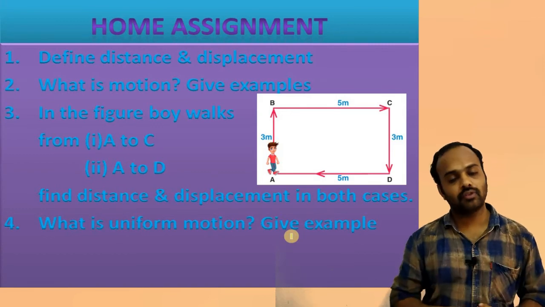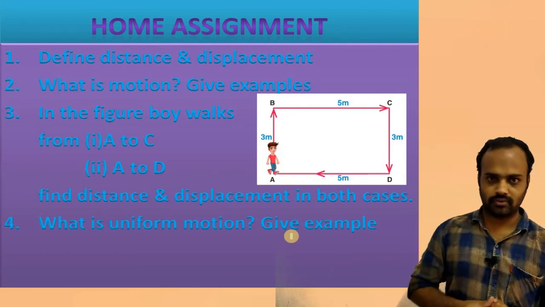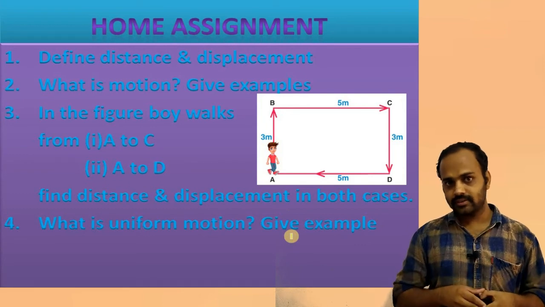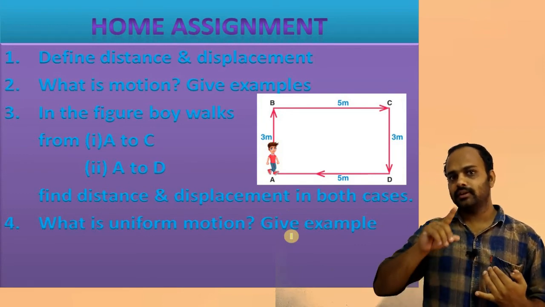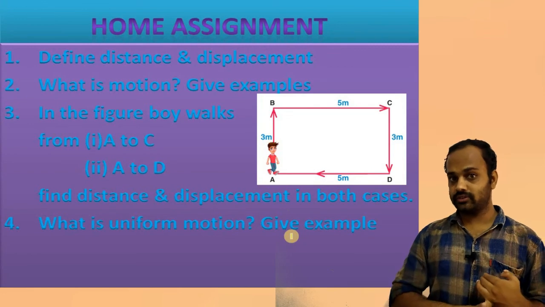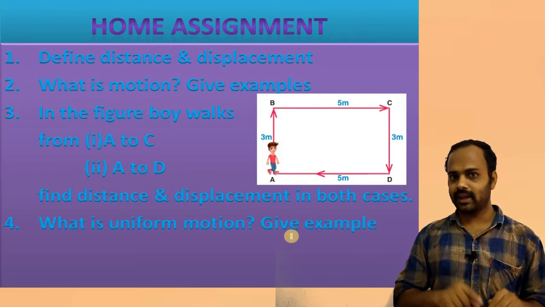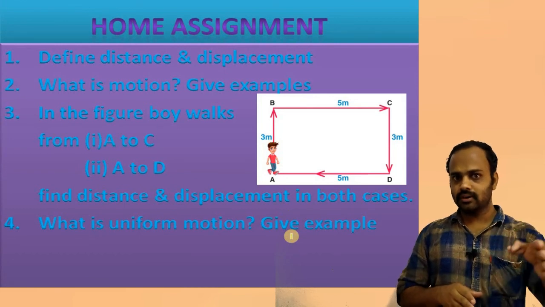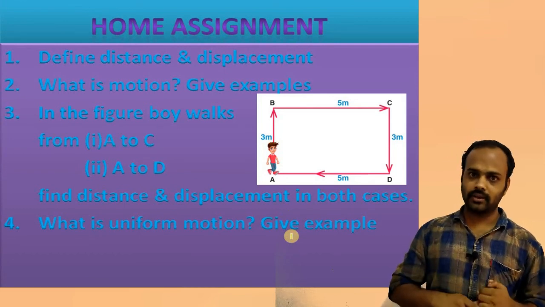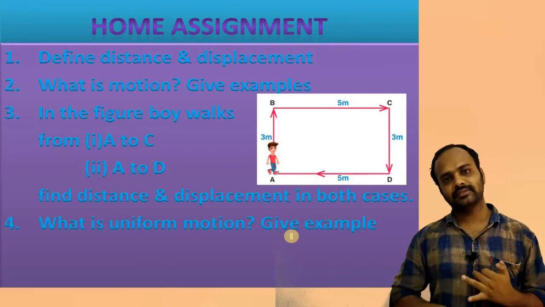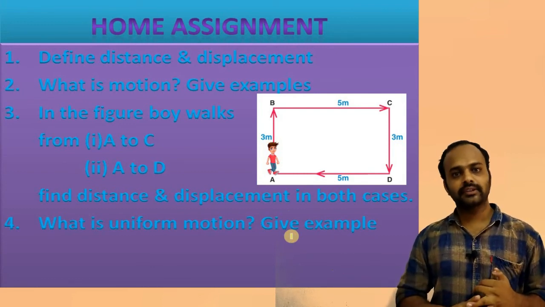Then what is uniform motion? Give an example. Dear students, you also have to write the SI unit of distance and the SI unit of displacement. I am not explaining that, you already know the SI units from 8th standard. You have to write the SI unit of distance and SI unit of displacement.